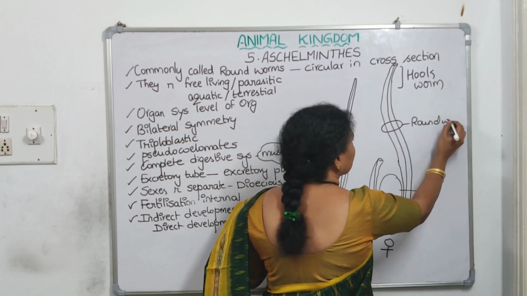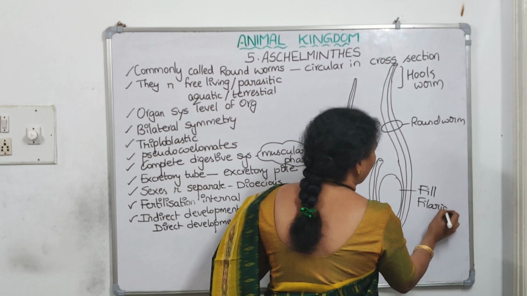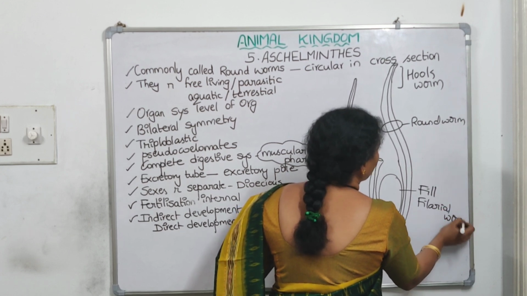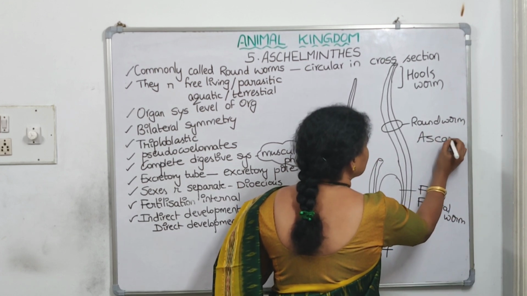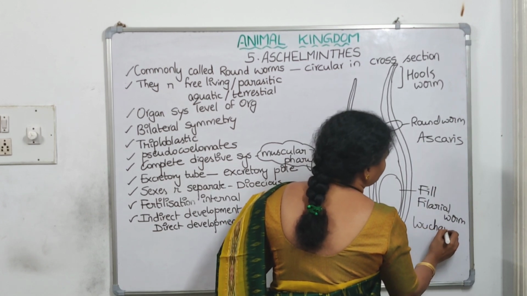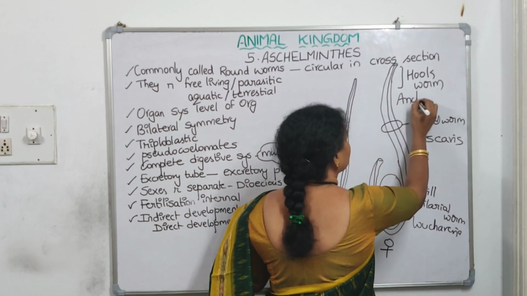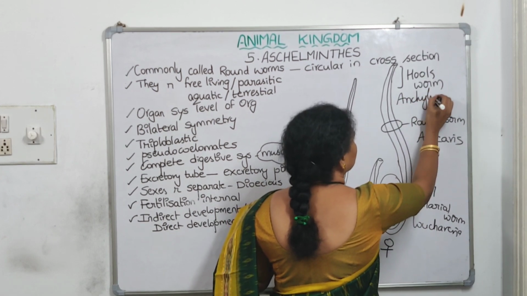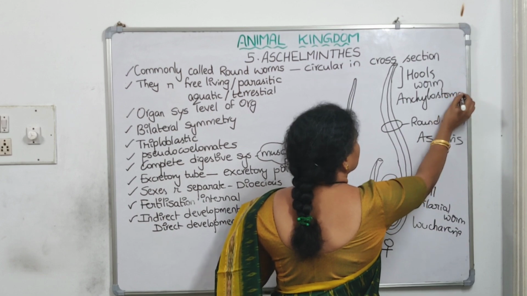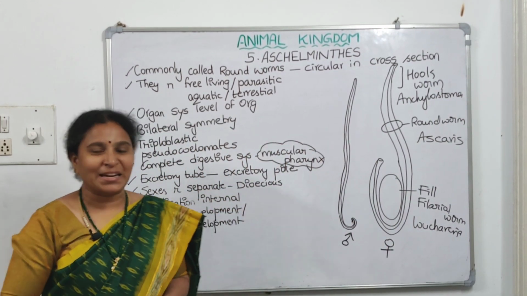Another example is roundworm. Filling means filarial worm. So roundworm means Ascaris. Filarial worm means Wuchereria. And hookworm means Ancylostoma. So these are the examples of Aschelminthes. Take a screenshot, then we'll go to the next phylum, Annelida.